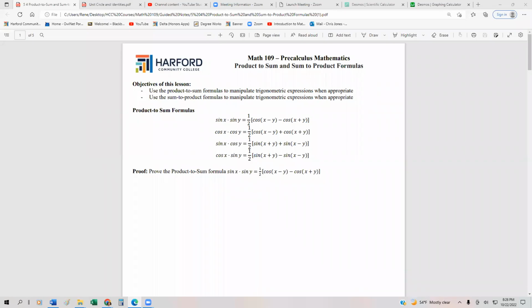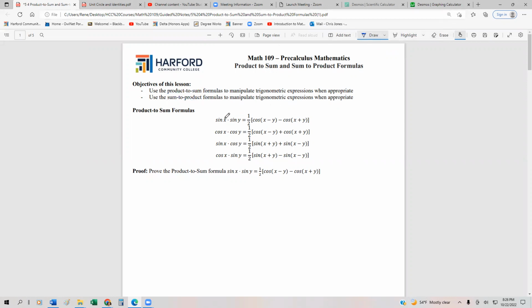Our last two sorts of formulas for trigonometric identities are the product to sum formula and the sum to product formula. In this series, we're going to learn how to use the product to sum formula and then also how to use the sum to product formulas. So let's start with the product to sum formulas.